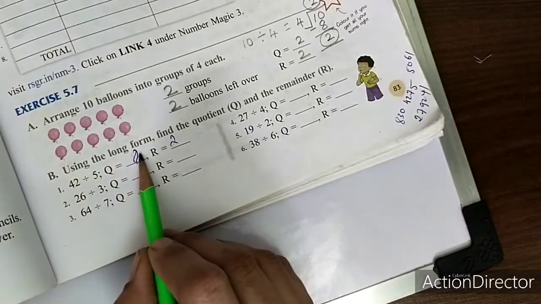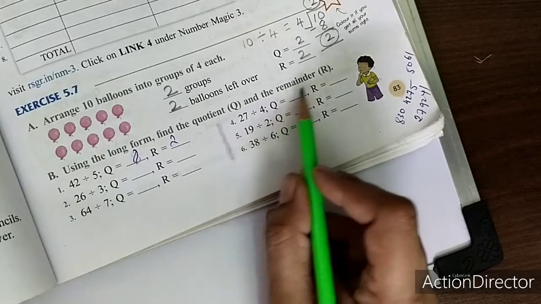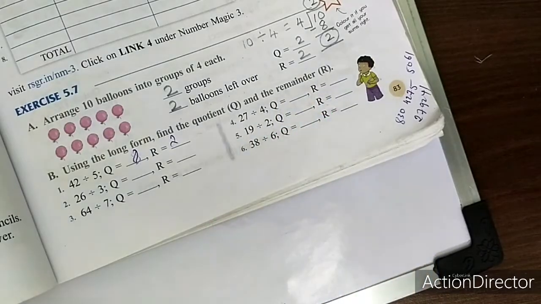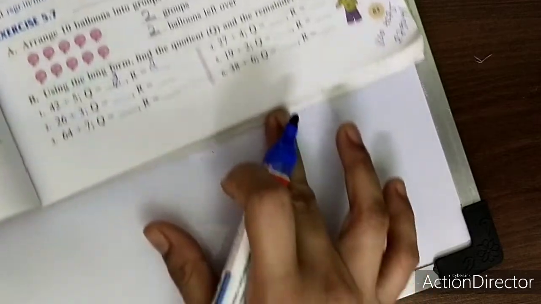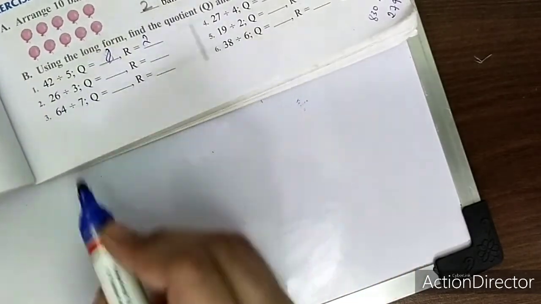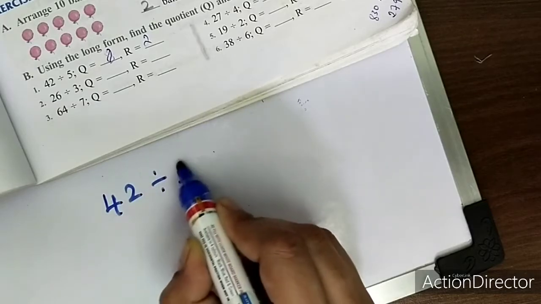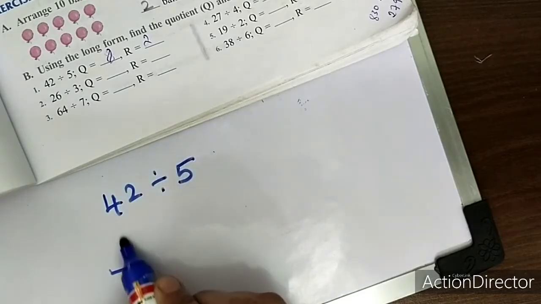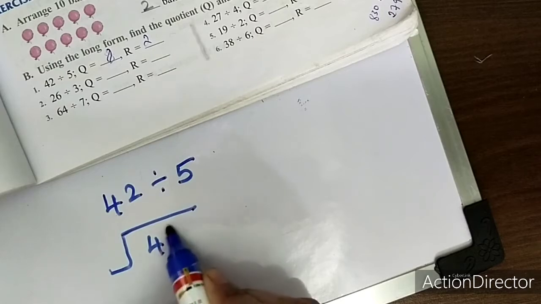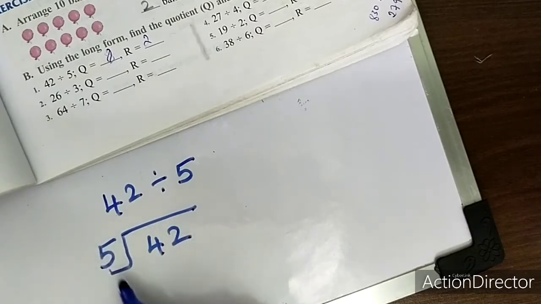Using the long form, find the quotient and the remainder. We are going to do long division and find the quotient and remainder. So see, first sum, 42 divided by 5. Yes, we'll do long division. 42 divided by 5. 5 tables, 42 will come.